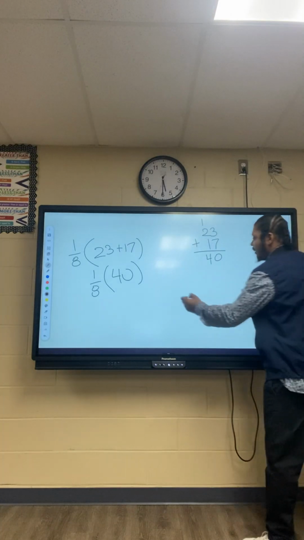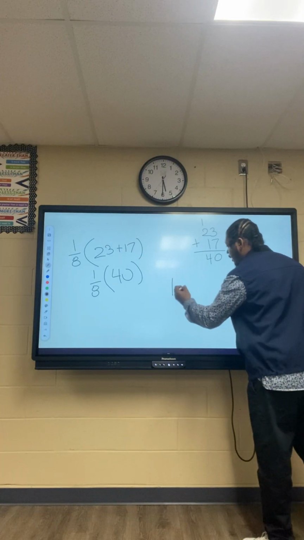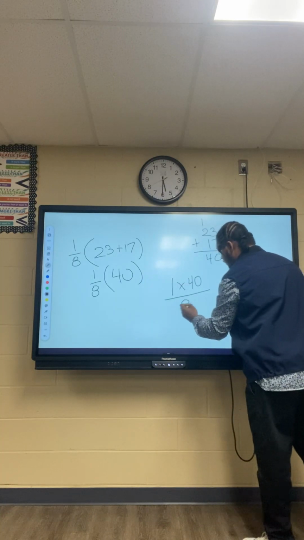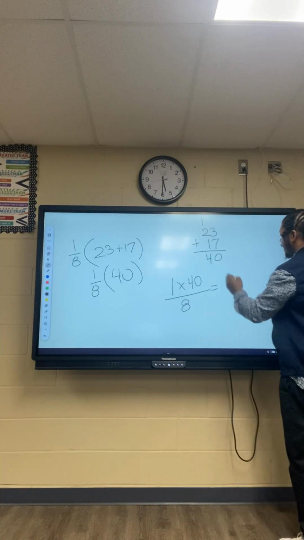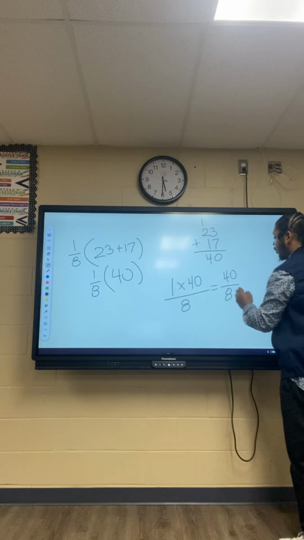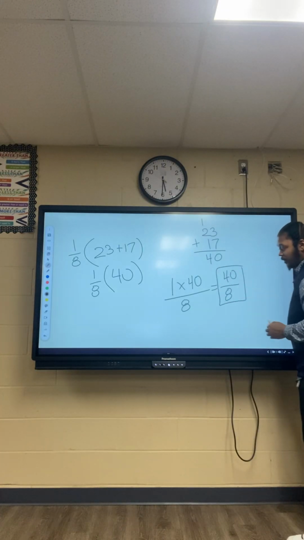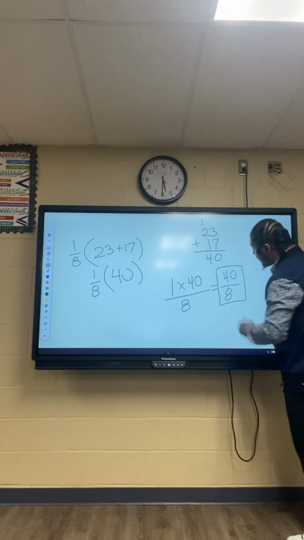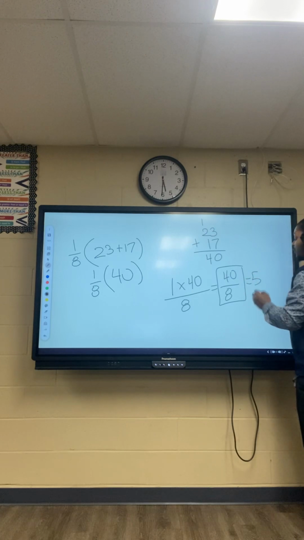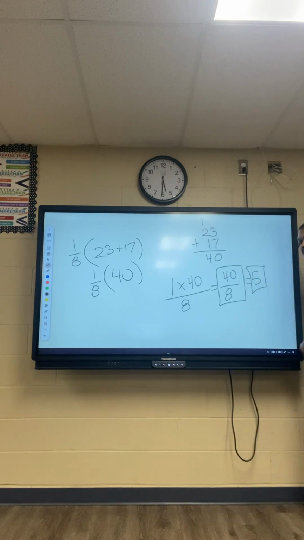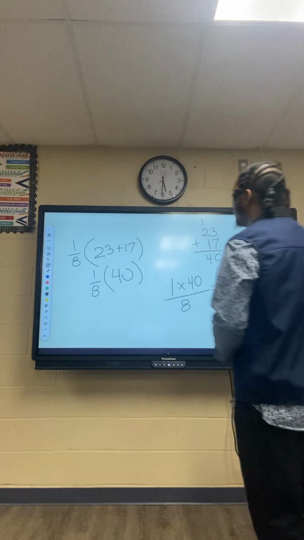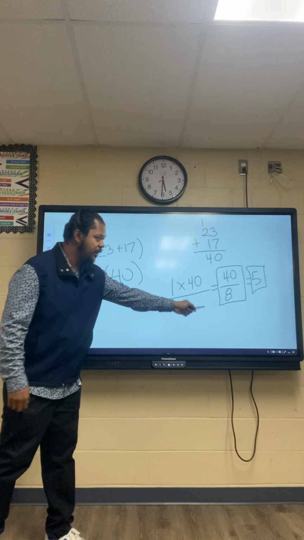So now that we have our problem basically all set up, we're gonna take our 1, multiply it by our 40, and divide by 8, okay? So we have 40, 1 times 40 is 40, divided by 8. We have an improper fraction here. So we're gonna ask ourselves, how many times does 8 go into 40? Well, 8 goes into 40 5 times with nothing left over, so we don't have a mixed number, we just have a whole number, okay? So that is how you're going to create an expression and then evaluate that expression, okay?